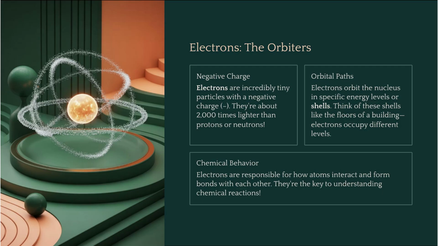Orbiting outside the nucleus are the third key subatomic particles, the electrons. Unlike the protons, electrons carry a negative electrical charge, and they are incredibly small and light, thousands of times smaller than a proton or neutron. Electrons zip around the nucleus in specific paths called shells or energy levels. These are the particles that are constantly in motion and determine how one atom will interact with another, essentially creating all the chemical reactions we see.